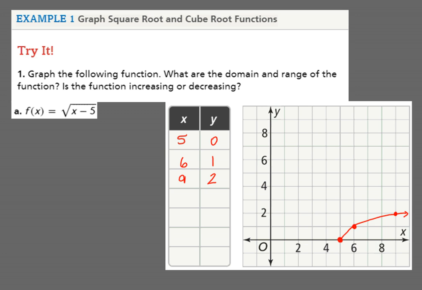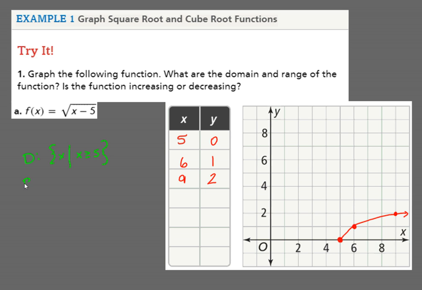Okay, so we need to answer a few questions. The domain. What makes this become imaginary is what I'm thinking. What can I not take the square root of? I cannot take the square root of negative numbers. Well, what's the first negative number I can get out of this? Well, 5 gave me 0, so anything below 5 is going to give me a negative number. So I'm going to say the domain is x such that x is greater than or equal to 5.